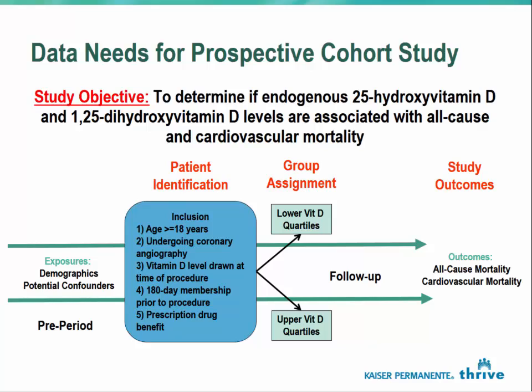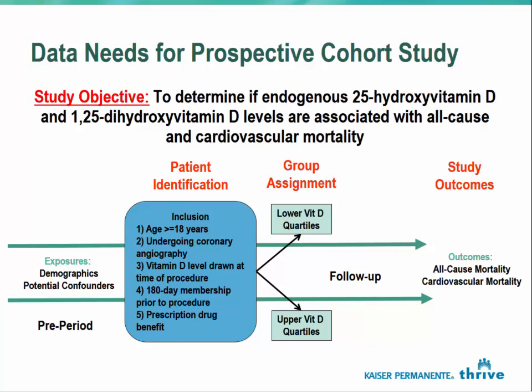So here we're going to give an example of some data needs for a prospective study. So this study is we're going to be looking at if endogenous 25-hydroxyvitamin D and 1,25-dihydroxyvitamin D levels are associated with all-cause and cardiovascular mortality. So it's a pretty busy slide. I'll walk you through it a little bit.